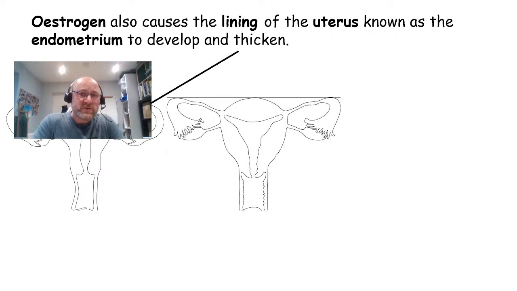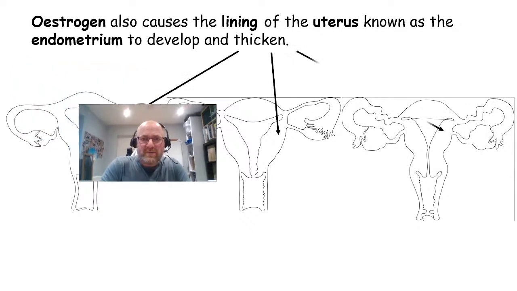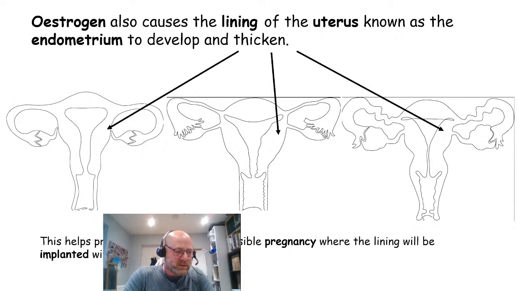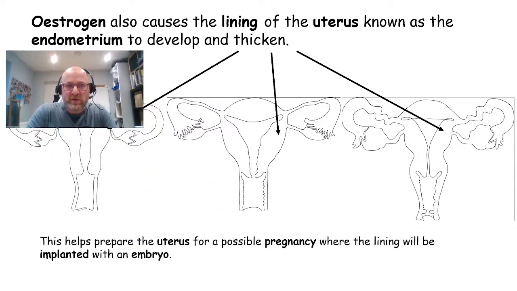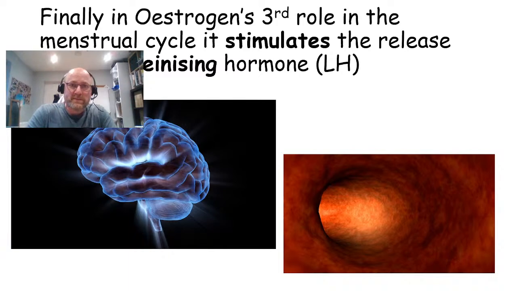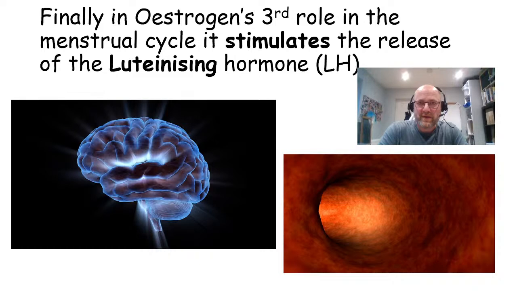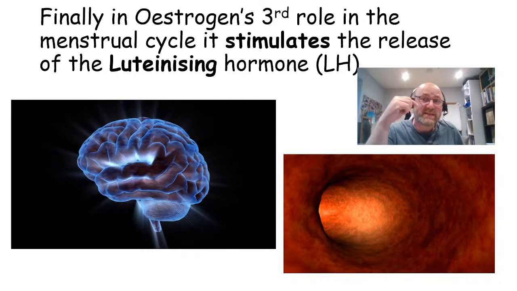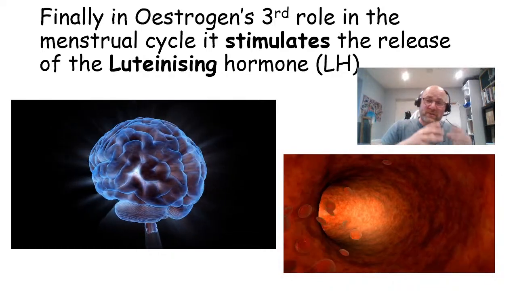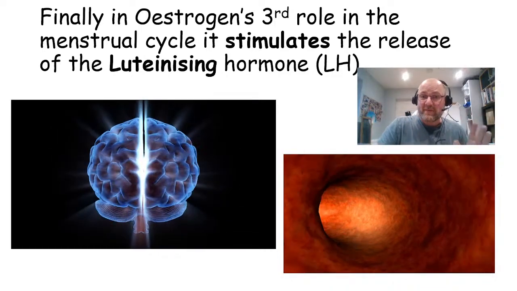The lining of the uterus is called the endometrium. Watch out for that as a funky word. So the lining of the uterus is called the endometrium, and getting it thick means it's ready for an embryo to be implanted. Now we go to the third role of estrogen. Okay, the third role of estrogen is to stimulate the release of LH, which is the third hormone that's going to do its job on day 14.